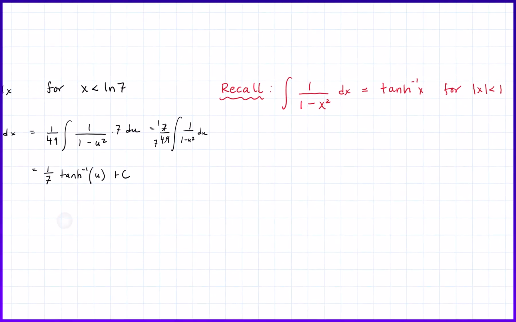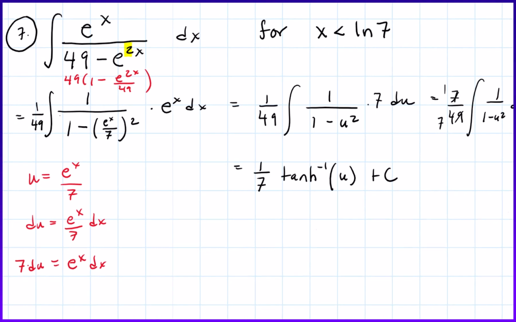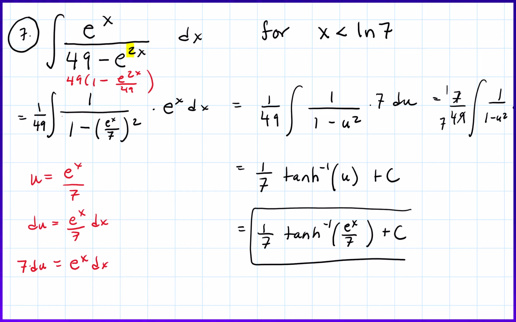So remember our formula there. And then we can just plop our u back in. So our u was e to the x over 7. So this ends up being 1/7 inverse hyperbolic tangent of e to the x over 7 plus c. And that's our answer. And we did it with a substitution and using the general formula for the integral of 1 over 1 minus x squared being equal to the inverse hyperbolic tangent of x.